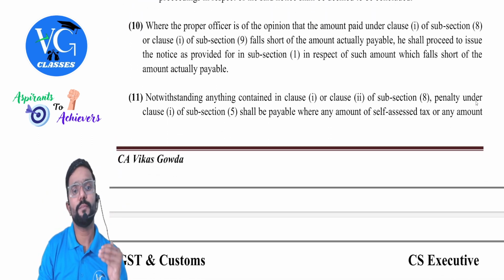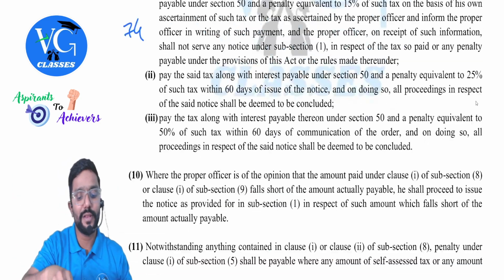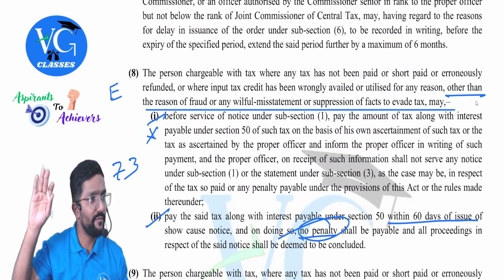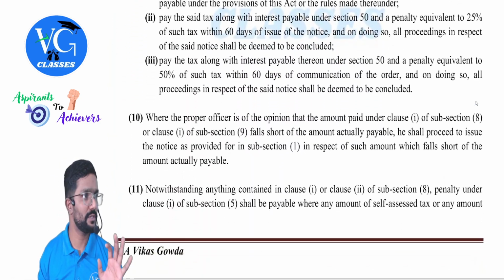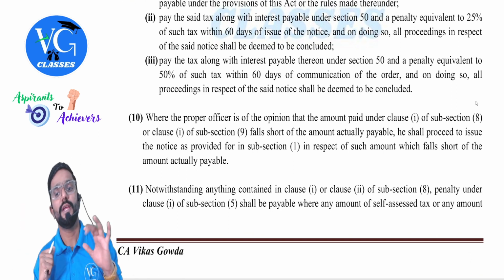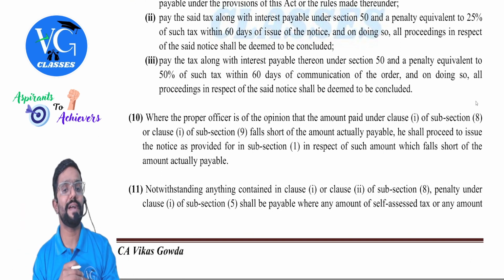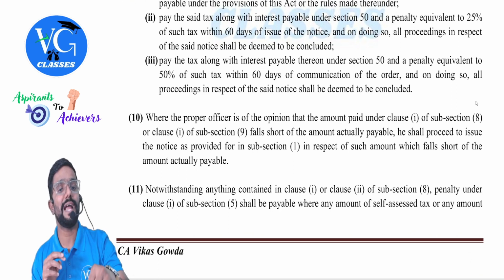Subsection 10, where the proper officer is of the opinion that the amount paid under clause 1 of subsection 8 or clause 1 of subsection 9, so that is 8.1 is error case before notice, or 9.1 is fraud case before notice, falls short of the amount actually payable, he shall proceed to issue notice as provided for in subsection 1 in respect of such amount which falls short of the amount actually payable.